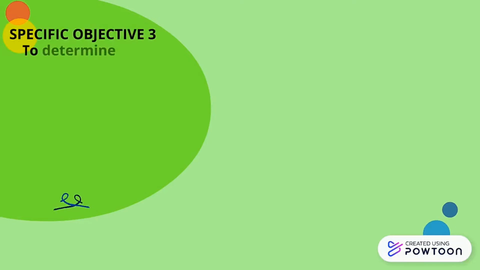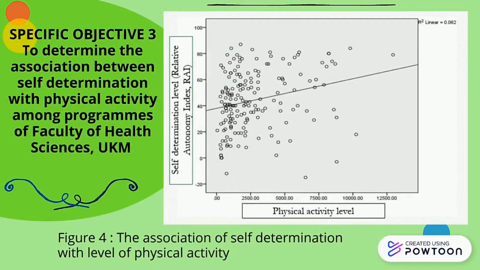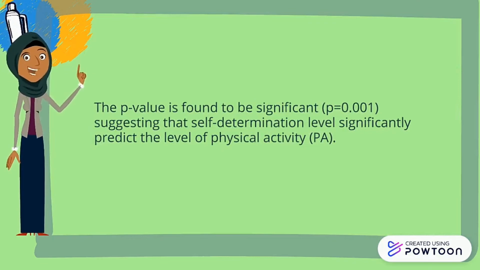Next, we move on to our third objective. For this objective, we have employed the simple linear regression method. From our findings, it was found that there is positive moderate association between self-determination with level of physical activity. About 6.2% of the variance in level of physical activity can be explained by self-determination level, which is the relative autonomy index. The p-value is found to be significant, which is p equal to 0.01, suggesting that self-determination level significantly predict the level of physical activity.